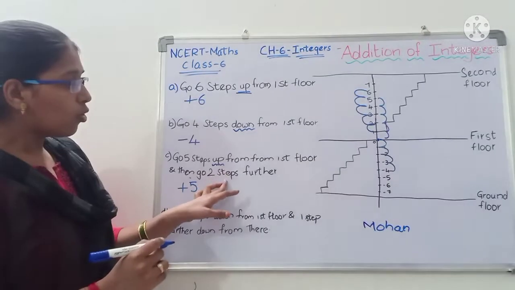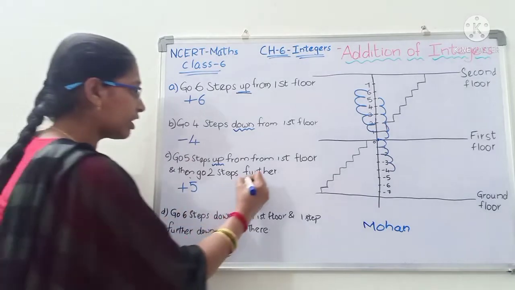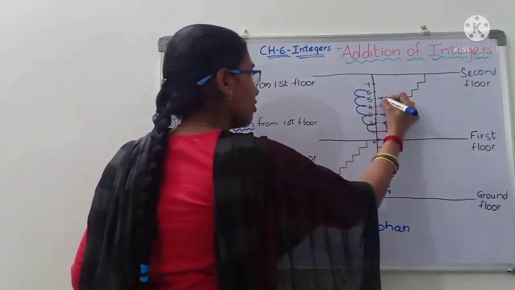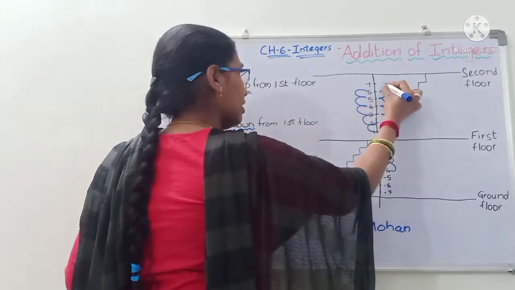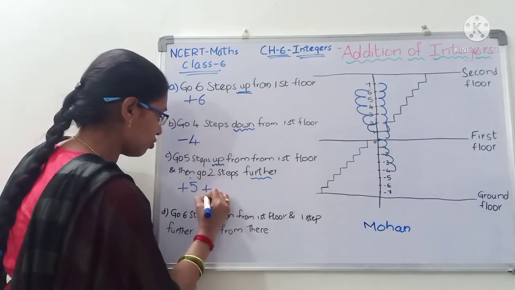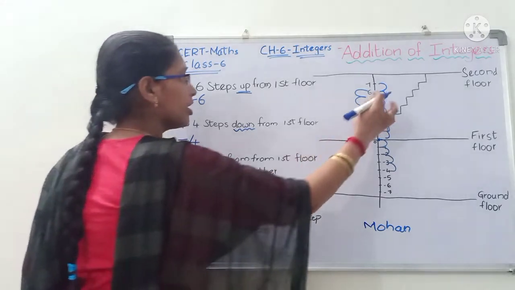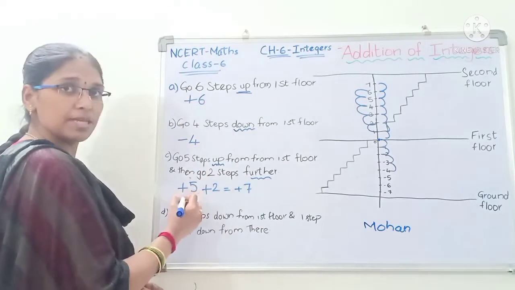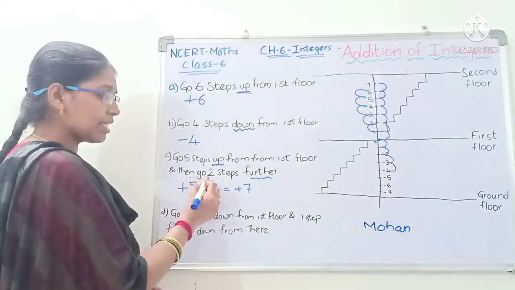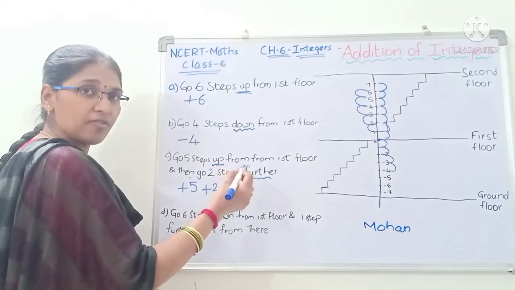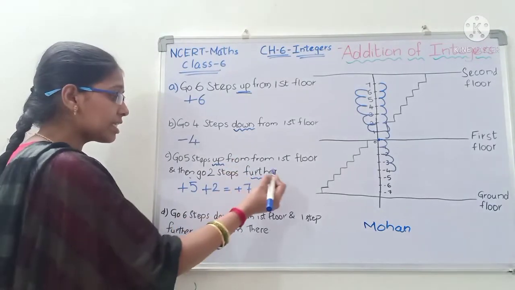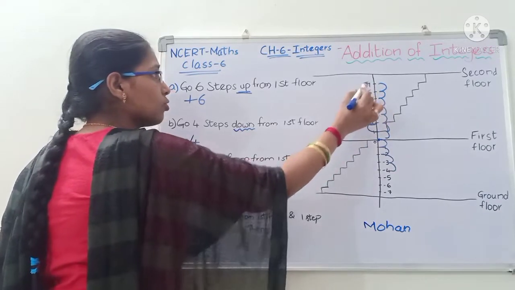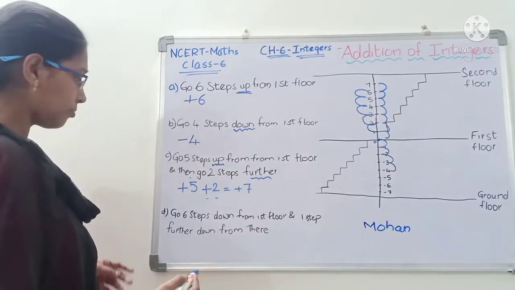And then go 2 steps further. Further means you should still go 2 steps again. He is at 5. Again it increases, 1, 2, plus 2 steps. What did you get, children? 7. First 5 steps up, plus 5, and then you are asked to go 2 steps further. The value still increases further, so plus 2. What you got? 5 plus 2 is 7.